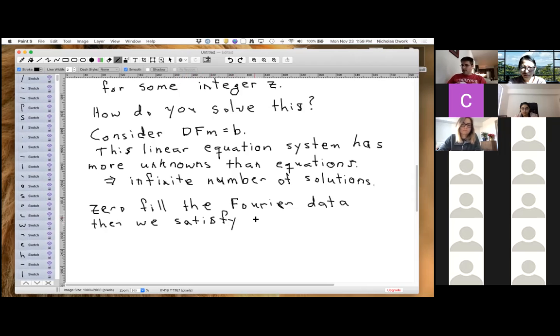Do we have to zero fill? What if I like 1 filled? Would that still satisfy the system exactly? Do you guys understand what's going on? I'll draw another picture.